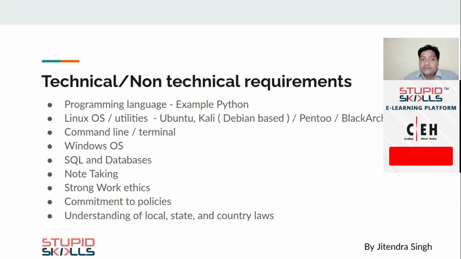Then as far as operating systems are concerned, you should know at least two, Linux and Windows. Debian distributions have a version called Ubuntu and Kali. And then Arch Linux has a version called BlackArch, and Gentoo has a version called Pentoo. So these Linux OS versions you can use.